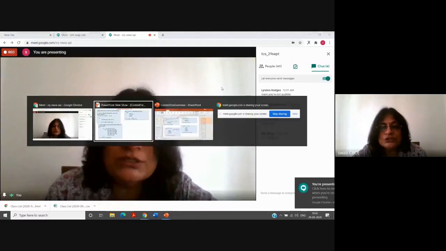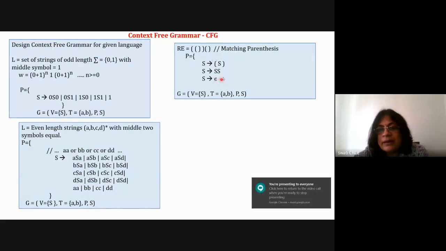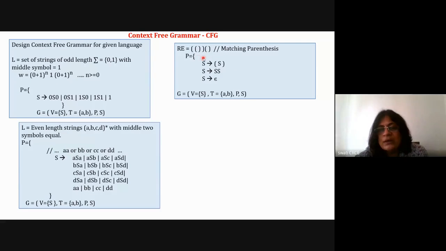Have you understood this solution? S is equal to (S), or S is equal to SS for 2 times, and any one of the S can be epsilon.